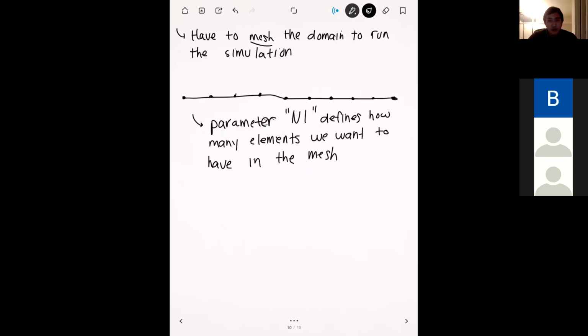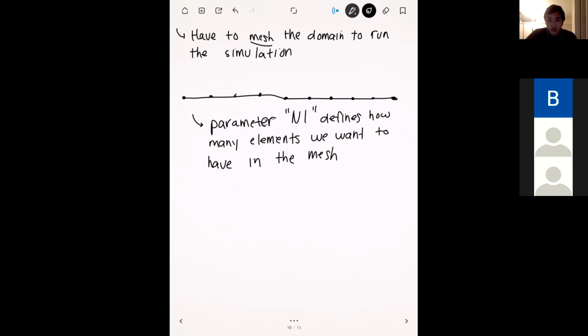Basically, everything that you understand about meshes from CFD, you can apply here, except this is on a much smaller scale because it's just a 1D simulation. I think in the default settings, the number of elements N1 should be 50, and that should be plenty for this simulation. But you can of course modify and change it if you want to see what's going on.